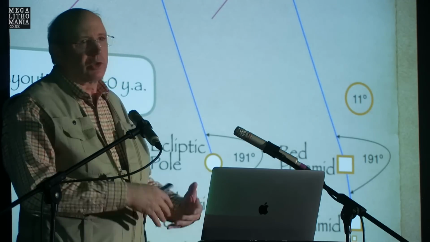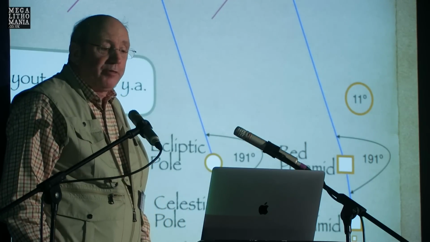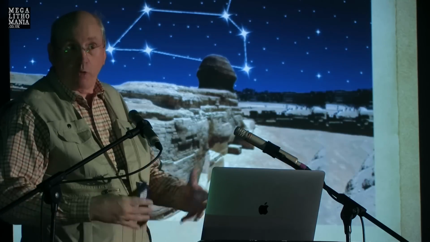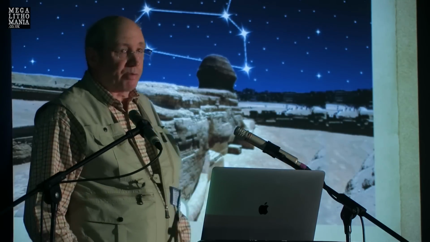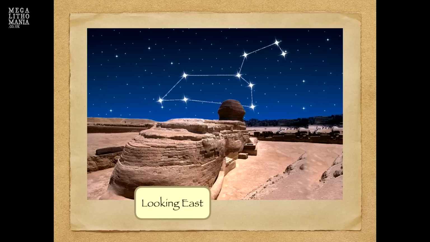Can we confirm this? Because we like confirmation, otherwise it's just speculation. I think we can confirm it because we have the standard method of dating at Giza, which you've all probably heard of before, which is precession spotting using the Sphinx. So what's the Sphinx doing? The Sphinx is looking due east at the vernal equinox, the spring equinox, and it's looking for itself coming over the horizon. Here's Leo coming over the horizon, and that gives us a date. And you're probably familiar with it, 10,500 BC.